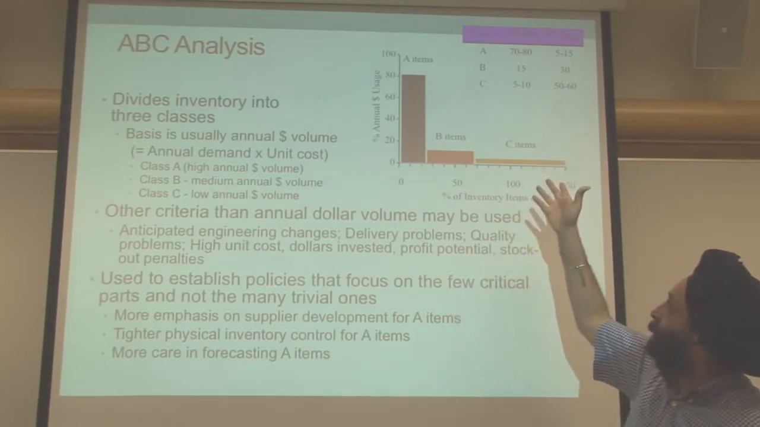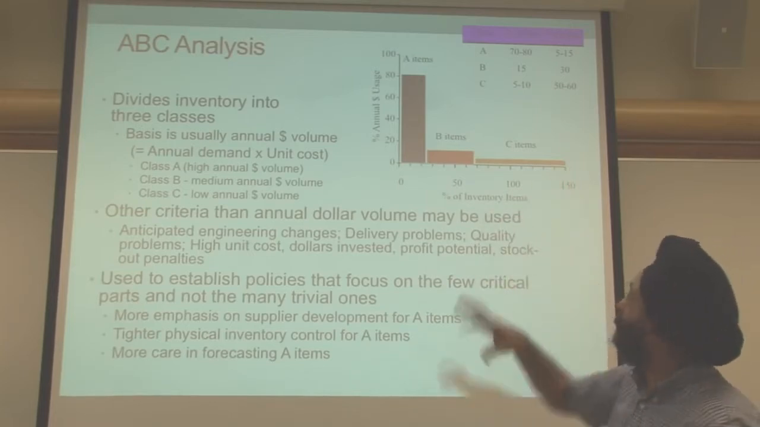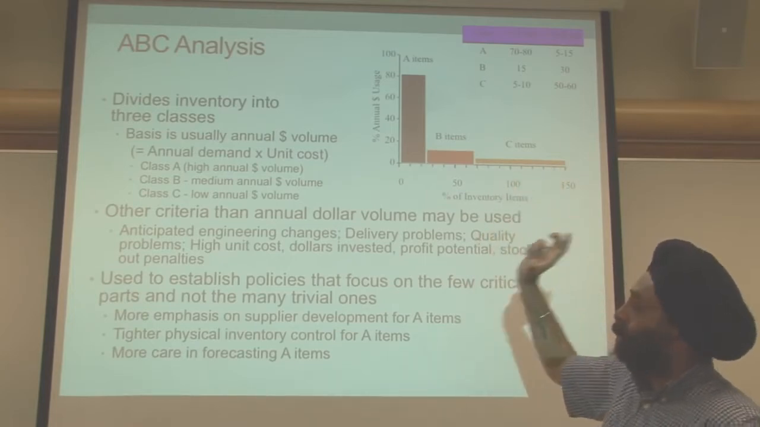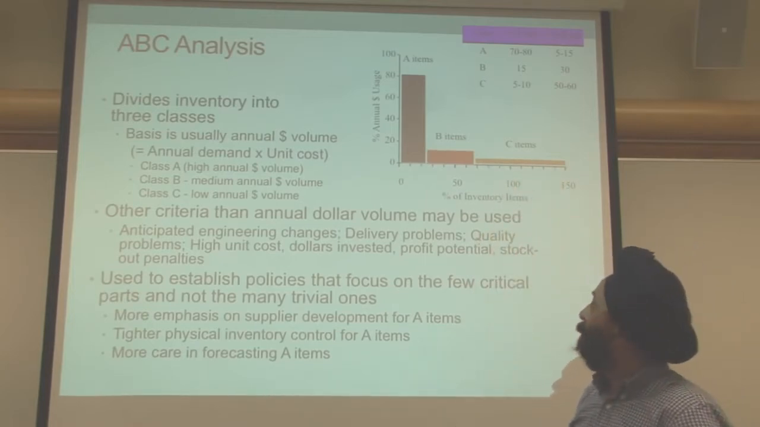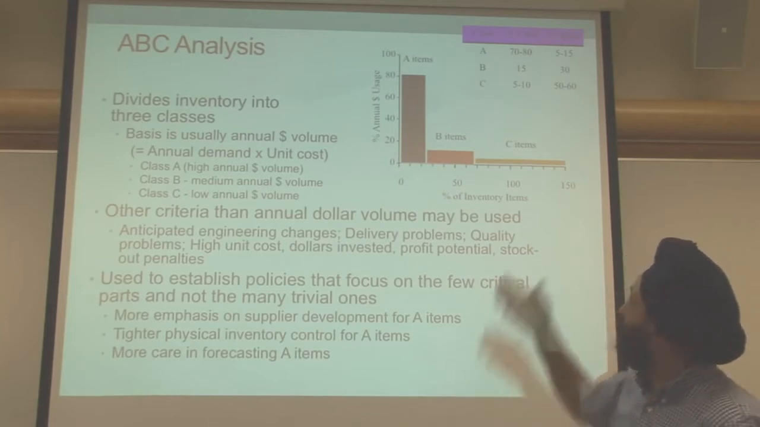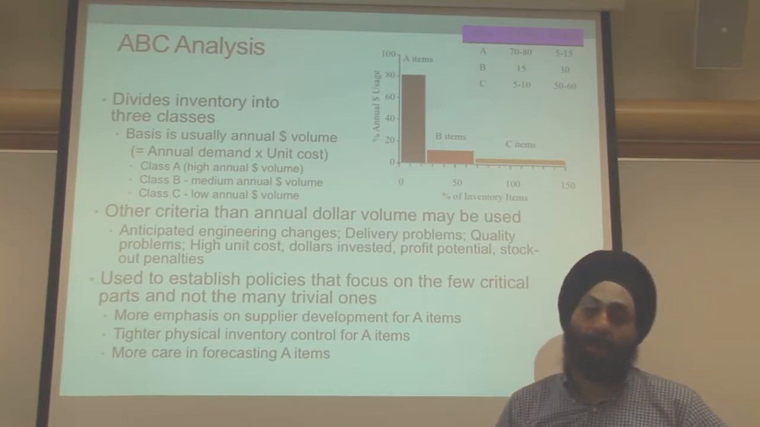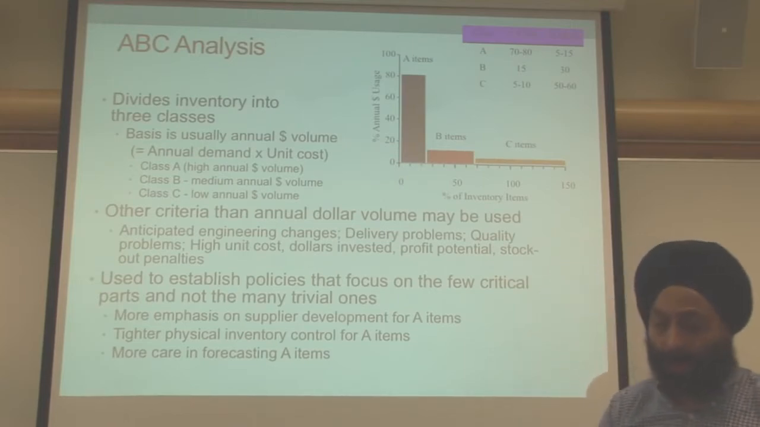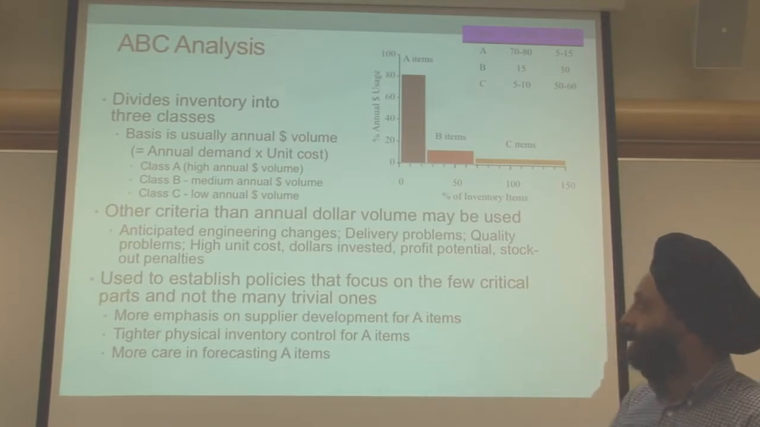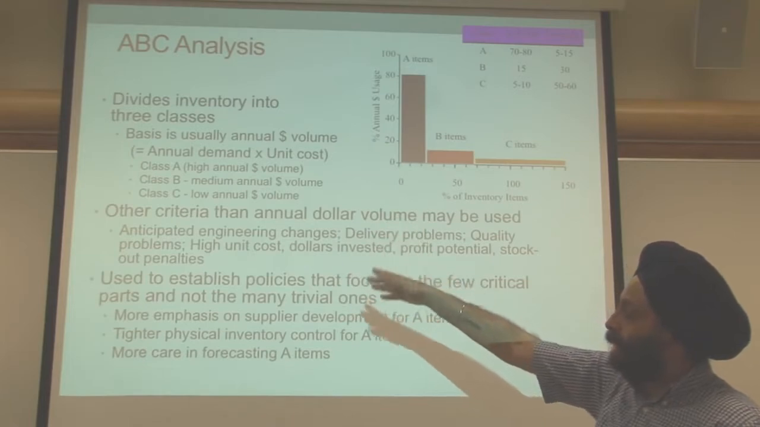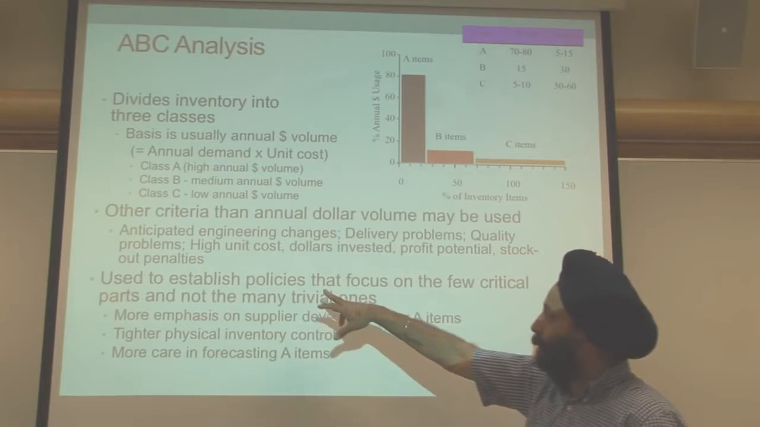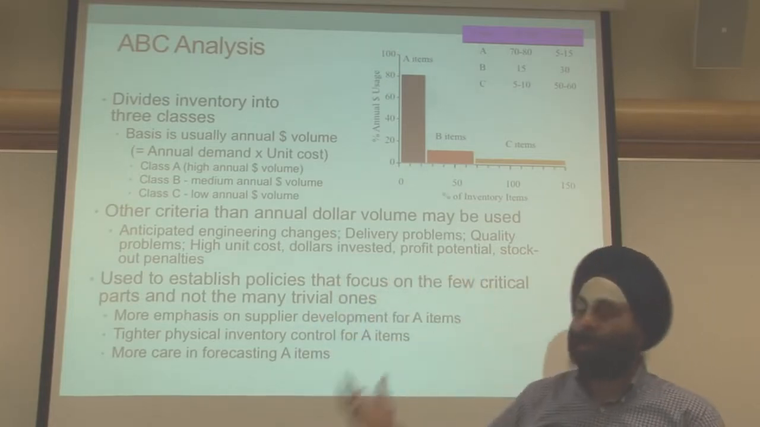B items are in the middle: about 15% of the dollar volume, but about 30% of the items fall in that category. And then C items, dollar volume wise, are about 5 to 10% of the total dollar contribution, but 50 to 60% of the total components in a company, organization, or a product may fall in that C category. You can see that by dividing it this way, criteria other than dollar value may be used, in case of high unit cost, dollars invested, profit potential, or stock out penalties.